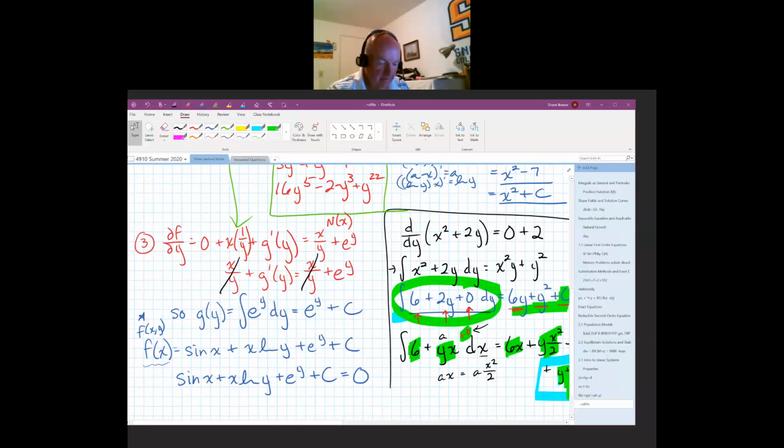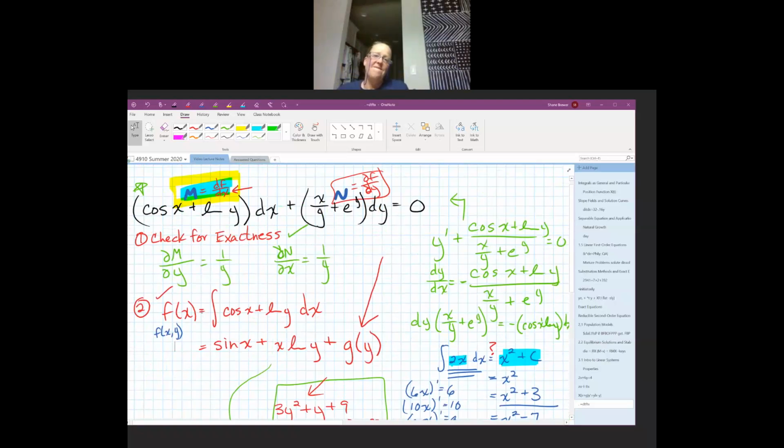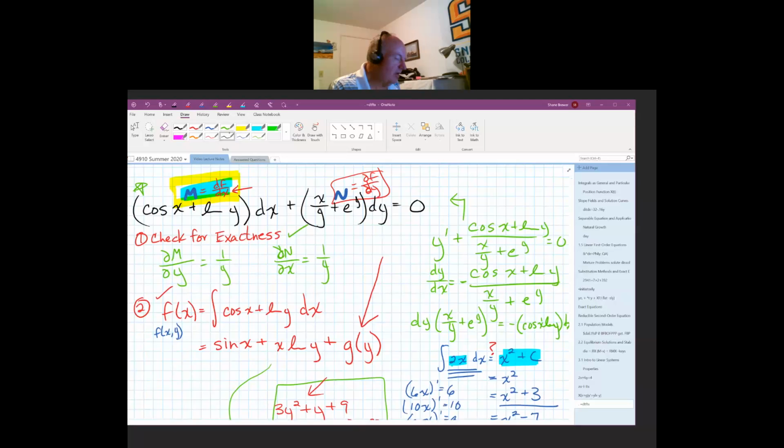Sorry, can I interrupt for a second? Yes, please. Earlier we were talking about the homogeneous substitution. What is this kind of substitution? This is what we call solving an exact equation. Solving an exact equation. Okay.